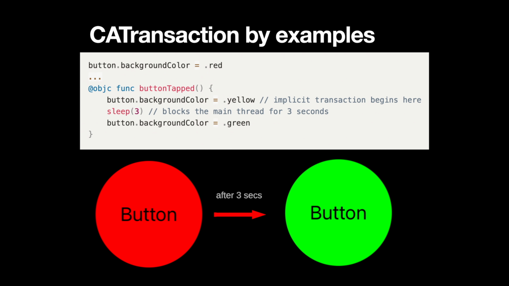It's because despite setting the yellow color and changing the model layer tree, we blocked the main thread, suspending the current run loop iteration. So the implicit transaction was begun but wasn't committed until the 3-second interval had expired. However, immediately after these 3 seconds, we changed the color to green, and this green change was committed with the implicit transaction at the run loop cycle's end. So the yellow color change never became visible.